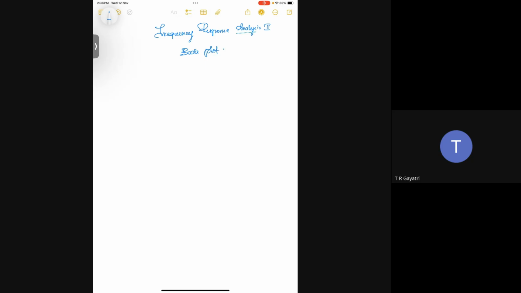Last session we saw Bode plots, so this time we will see some problems on Bode plots. Friday we will discuss both this week.